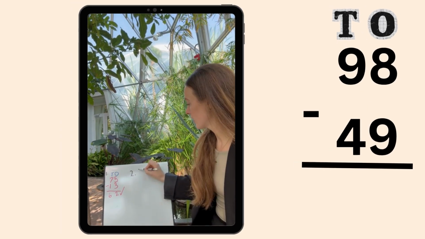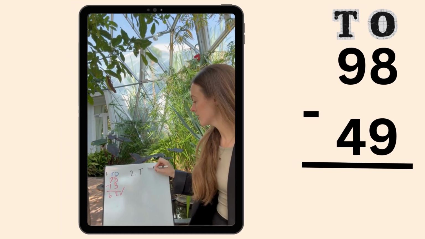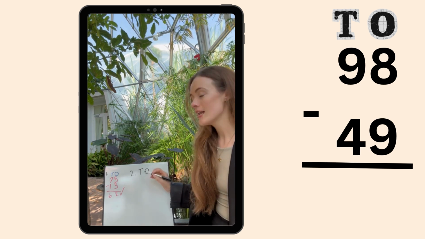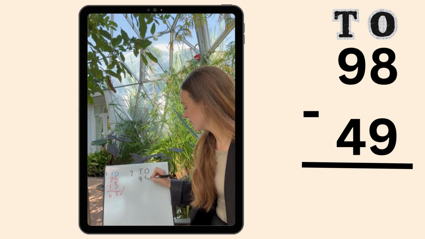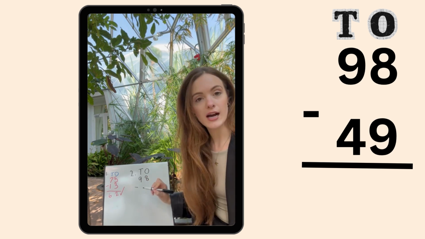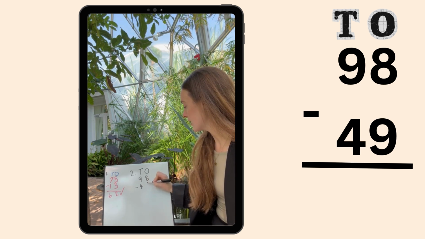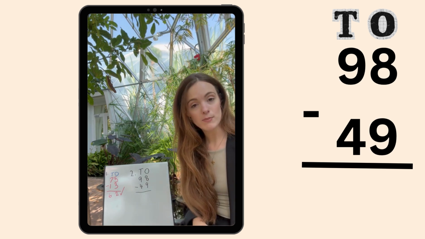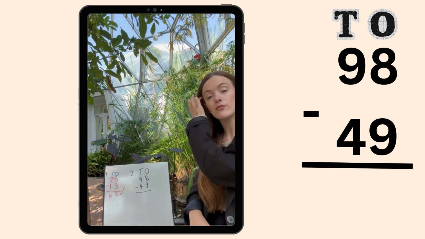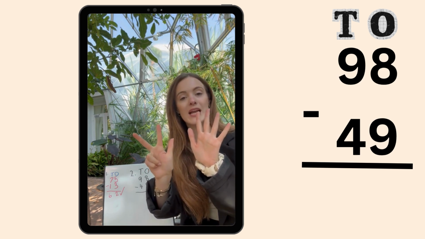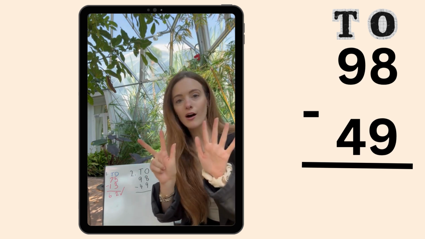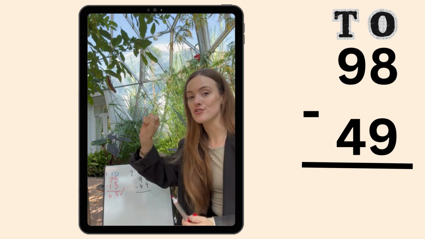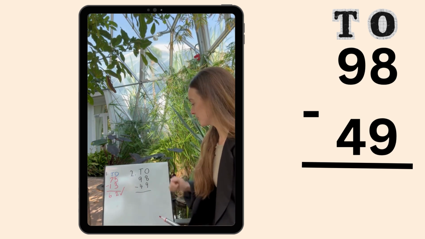Number 2. We have got our tens and our ones. And our question is 98 subtract 49. Now the first part of the question, you have got 8 take away 9. You can't do this. So what you need to do is you need to knock on your neighbour's door.